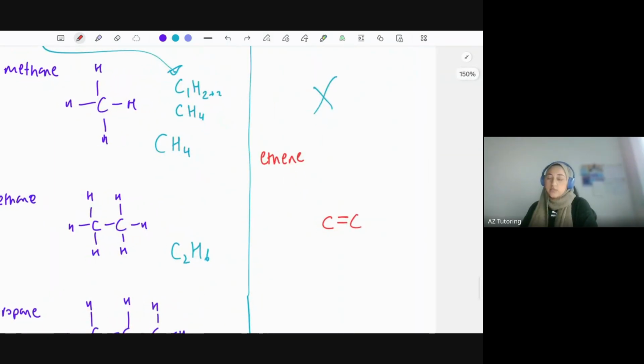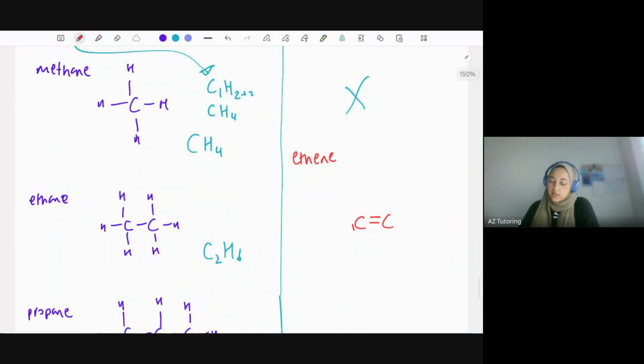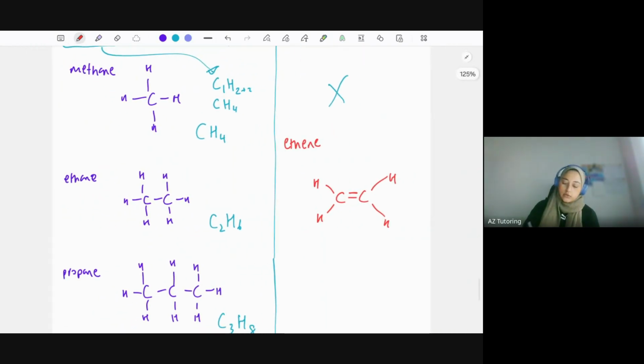Now, remember, each carbon needs 4 bonds. This carbon here already has 2 bonds, so it needs 2 more. And this carbon here already has 2 bonds, so it needs 2 more. So that's what ethene looks like. Let's count the number of carbons. So we've got C2H, 1, 2, 3, 4. So you can see how it's different to ethane.